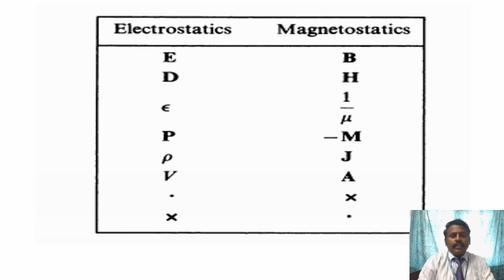So in electrostatics we can represent E, and in magnetostatics it is B. That is the electric field and the magnetic field. Here the electric flux density is capital D, and the magnetic field intensity is H. Then the permittivity is epsilon, where the reciprocal is 1 by mu, the permeability. So like that we represent electrostatics and magnetostatics.